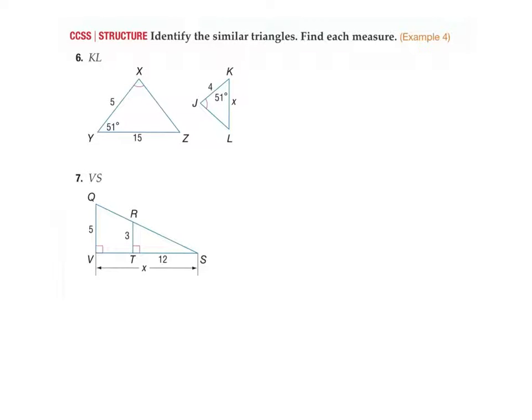J is congruent to X. So is it rotated or is it flipped? Well, if you have a look here, you've got K is 51, so Y is 51. Now we can put things together. So you've got 4 over 5, so I'm putting the smaller one over the bigger one, and that will equal X over 15. Cross multiply, you've got 5X equals 60. Divide through by 5, so X equals 12.